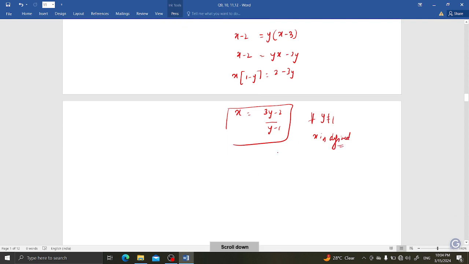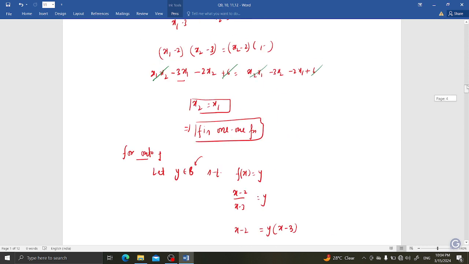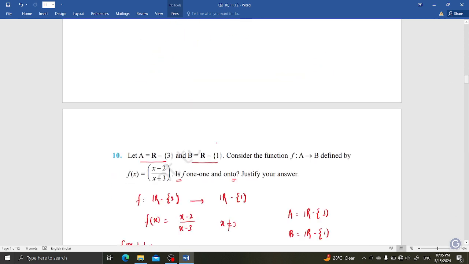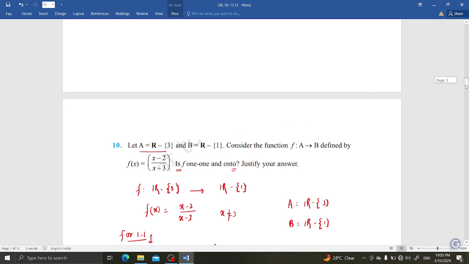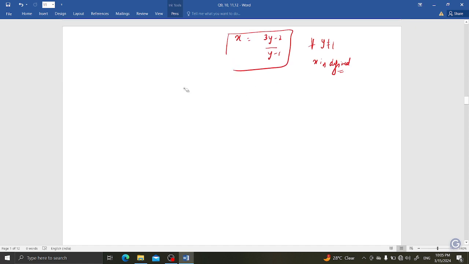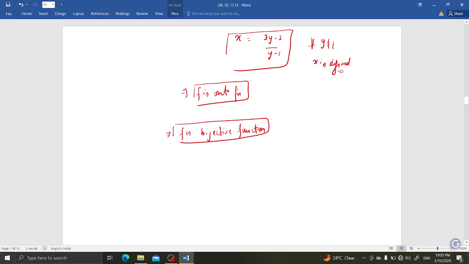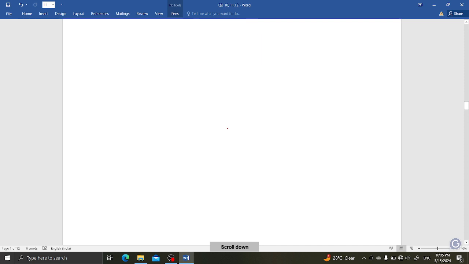Clear? So it means that already we observed that y equal to 1 is not in the codomain set, they already removed it. So it means that f is an onto function. If f is an onto function, it implies f is a bijective function. I hope you understand this question also. So move on to the next question.